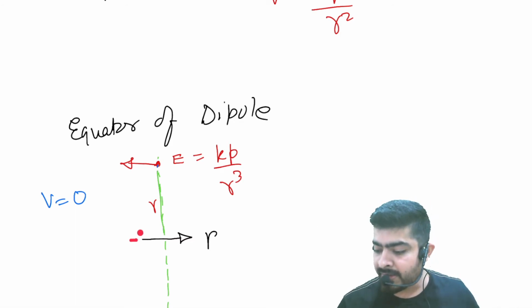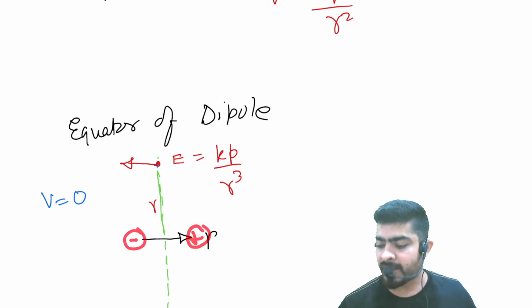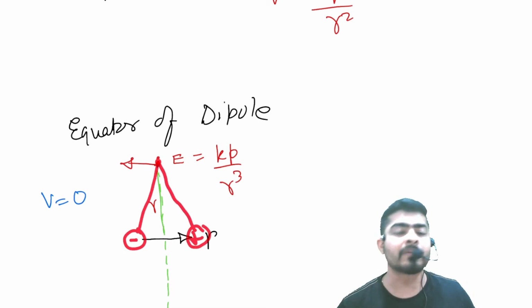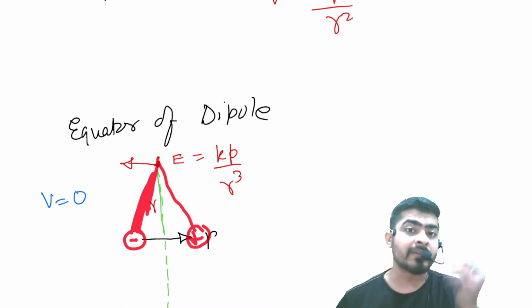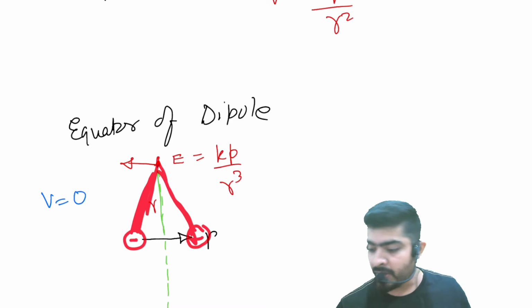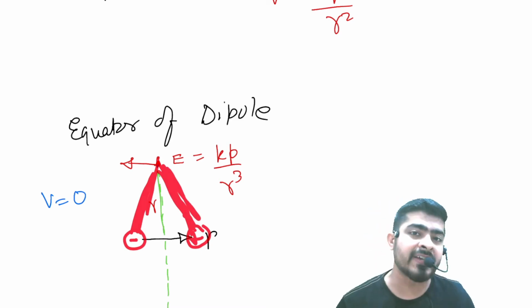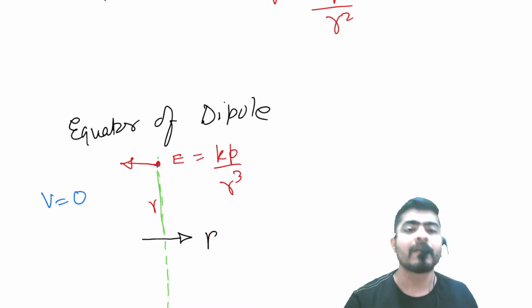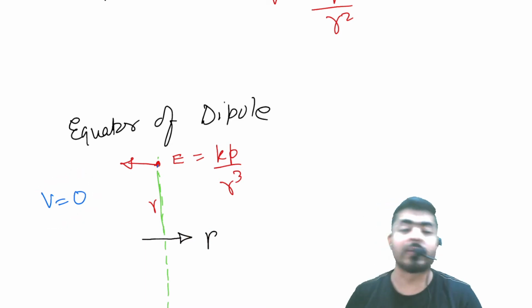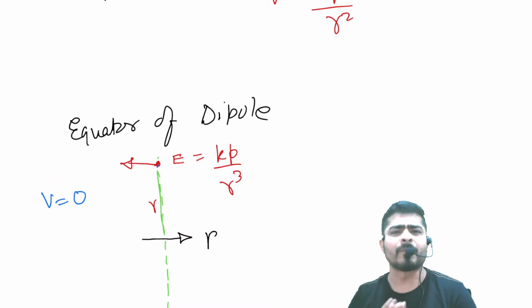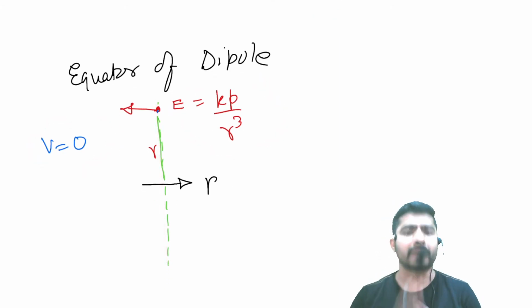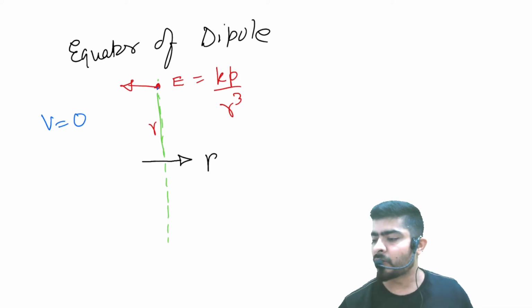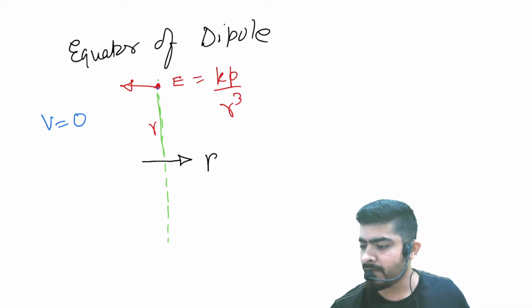Right? This is negative charge, this is positive charge, and both of them are equidistant from this point. So due to the negative charge, potential will be kq by r with a minus sign. So minus kq by r. Due to the positive charge, potential will be plus kq by r. So when you add them together, you get the total potential to be 0. Alright. So on the equatorial plane, this is the electric field, this is the potential. Right. So one more thing we can note down is that equatorial plane.